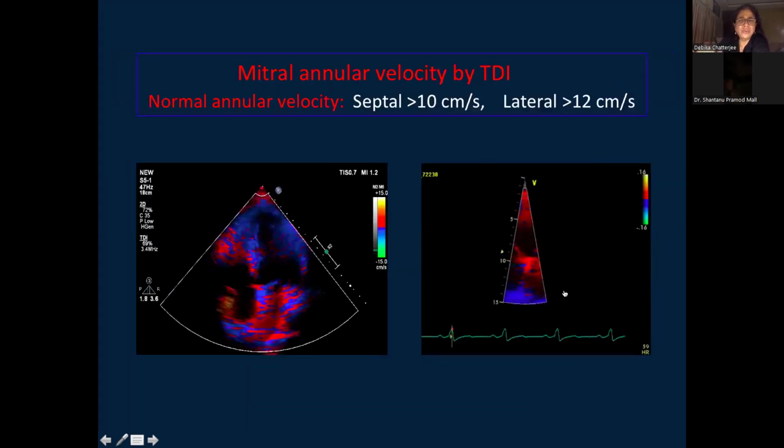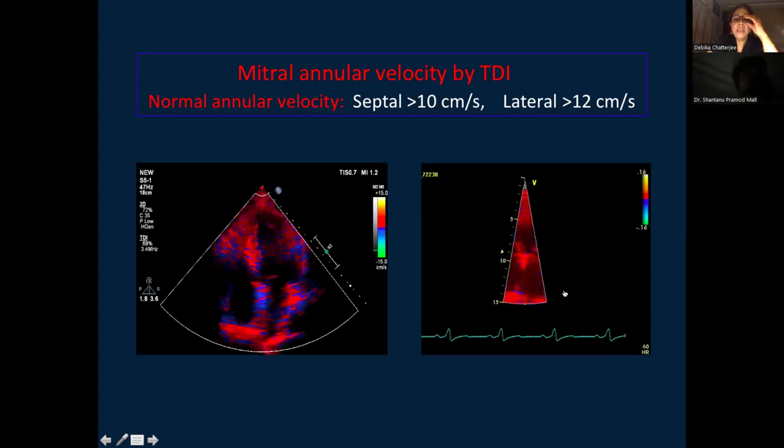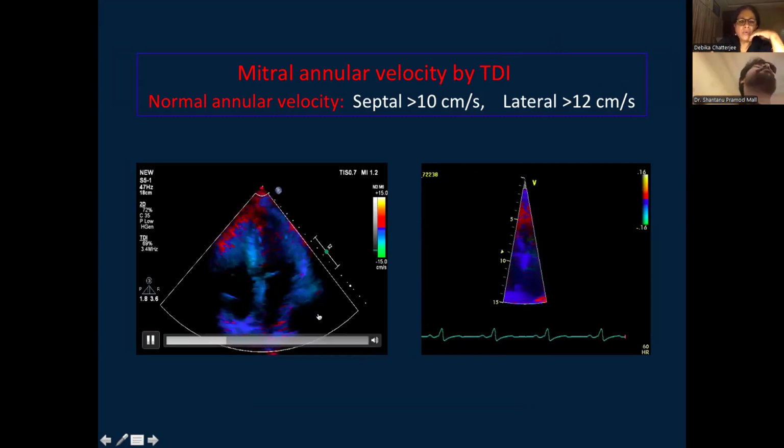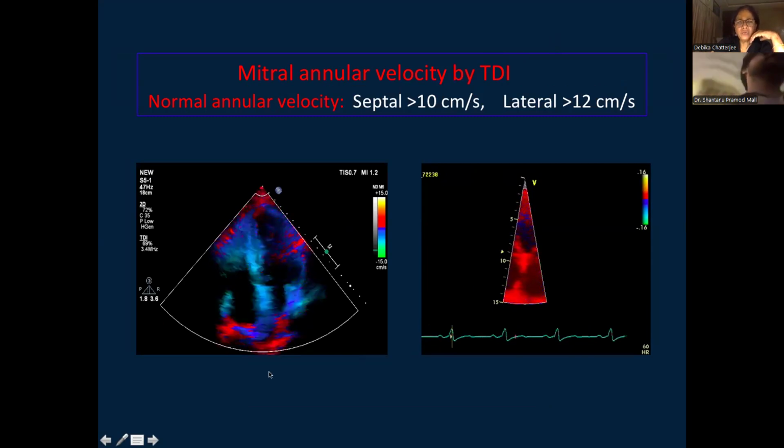Now let us go to the tissue Doppler imaging. So what is the tissue Doppler imaging? See, so long we were measuring the Doppler velocity of the blood cells. In this TDI, tissue Doppler imaging mode, which every machine has now, we measure the velocities of the tissues.